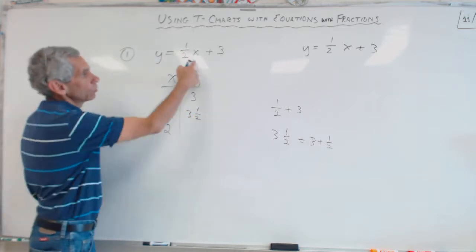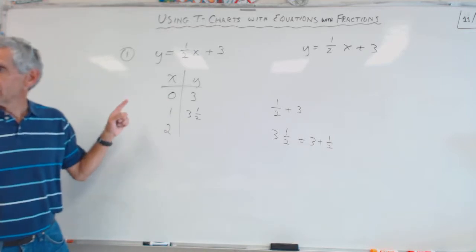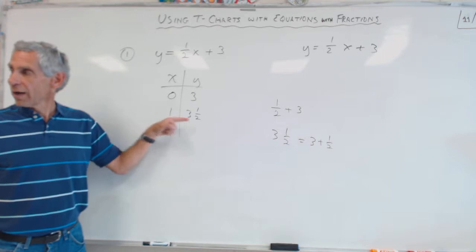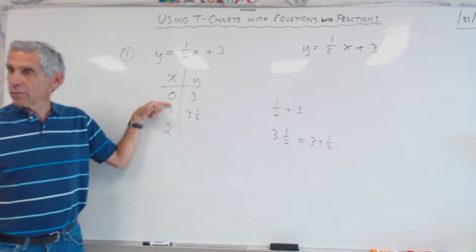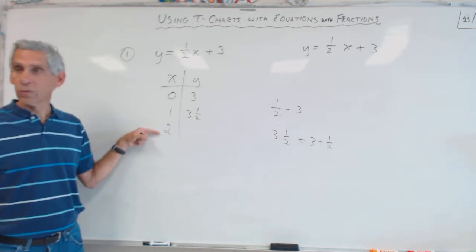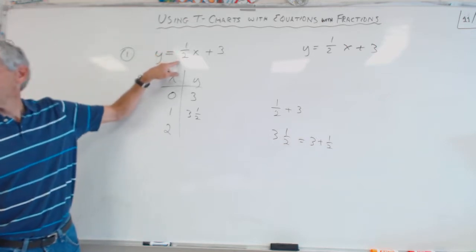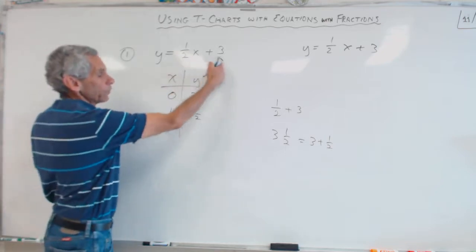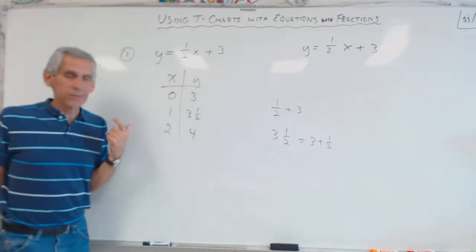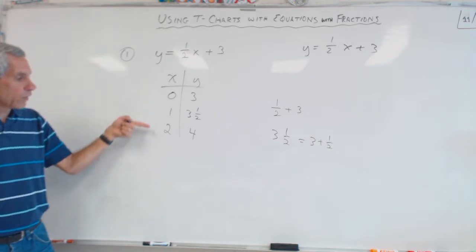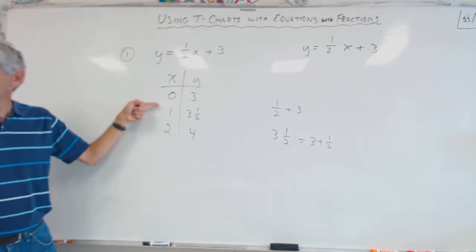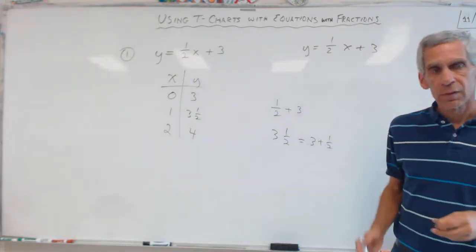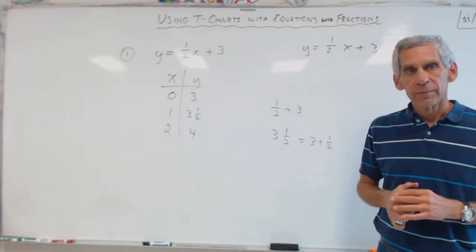And then 2. Now this is interesting. On this one, we got a fraction. This one we didn't. And this one, we're not going to get a fraction. 1/2 times 2. What's that? 1. Half of 2 is 1. 1 plus 3 is 4. Now, can somebody explain to me why we're not getting fractions on 0 and 2? In particular, 2. James. Because you're multiplying the half.